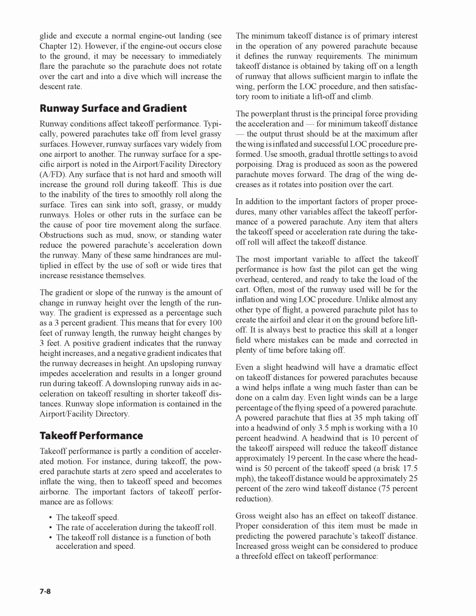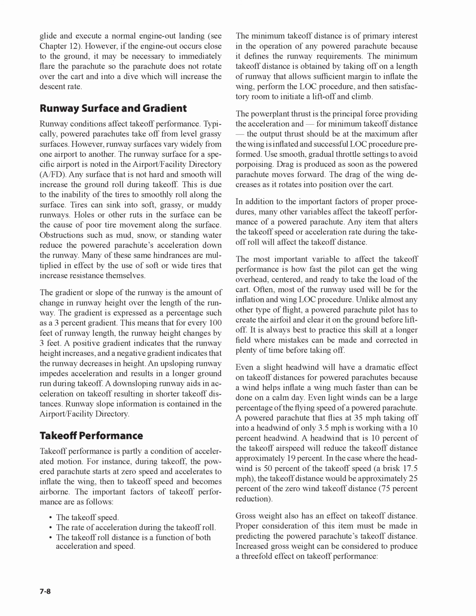Tires can sink into soft, grassy, or muddy runways. Holes or other ruts in the surface can be the cause of poor tire movement along the surface. Obstructions such as mud, snow, or standing water reduce the powered parachute's acceleration down the runway. Many of these same hindrances are multiplied in effect by the use of soft or wide tires that increase resistance themselves.